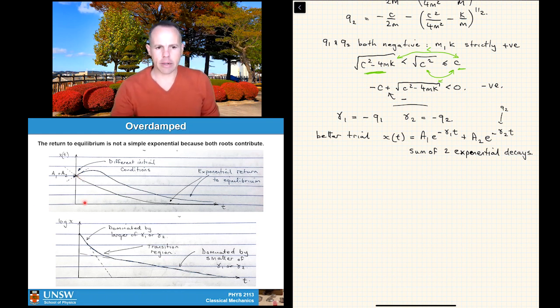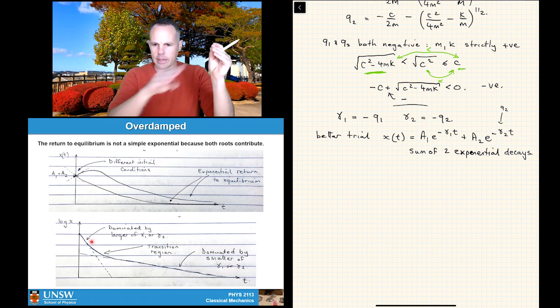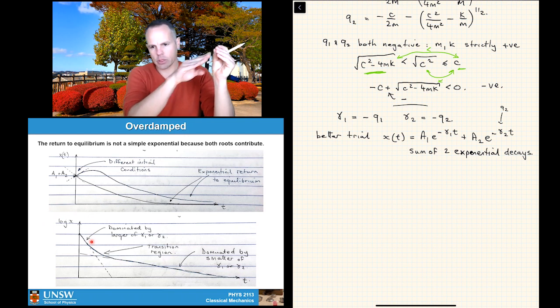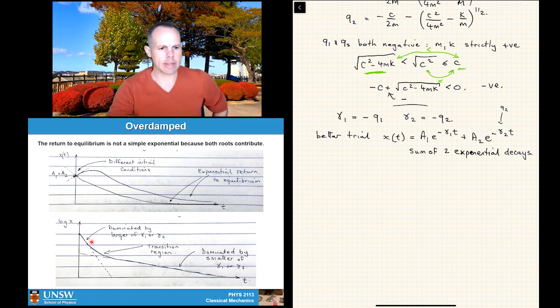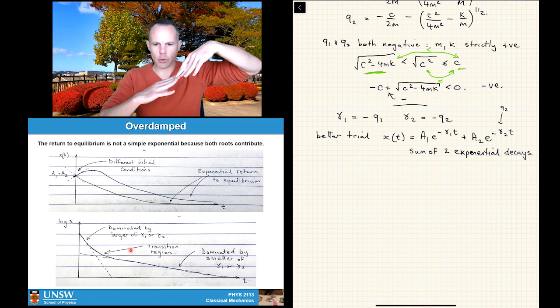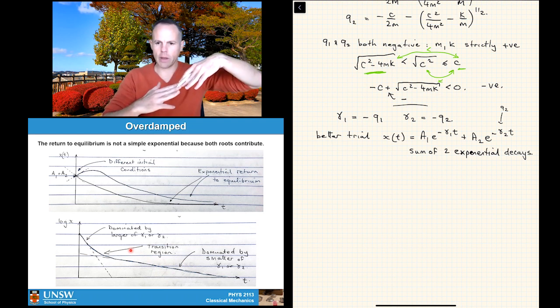One thing to bear in mind here is that if you just plot x versus t linearly, it can look like a clean exponential. But if you did this as an experimental measurement and plotted log of x versus t, you don't get the clean straight line you would expect for a single exponential. What you tend to get is a curve that transitions between a linear region at small t and a linear region at longer t, which indicates the influence of the two exponential solutions in this particular case.